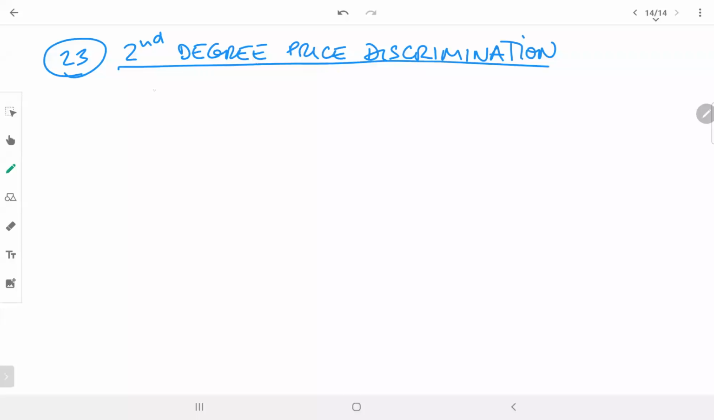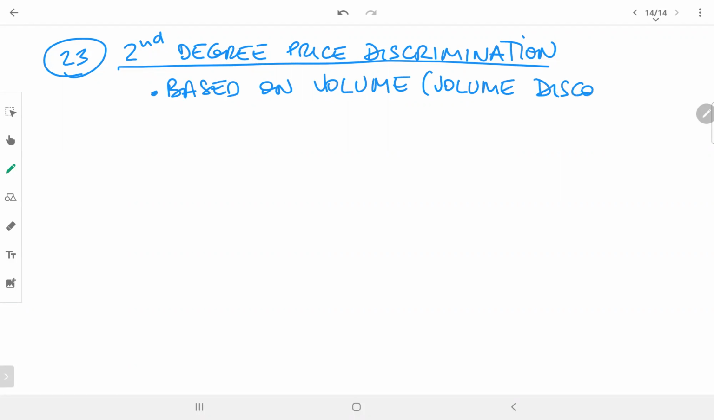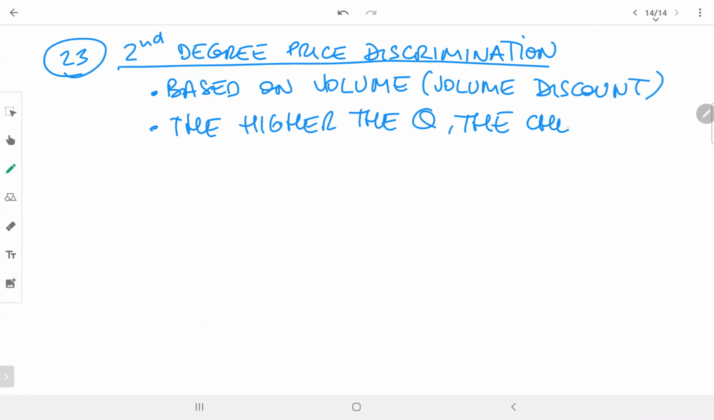Second degree price discrimination. And this one is based on volume. Okay, so this is essentially a volume discount. So the price varies according to quantity. So the more you buy, the cheaper the unit is. So the higher the quantity, the cheaper per unit.